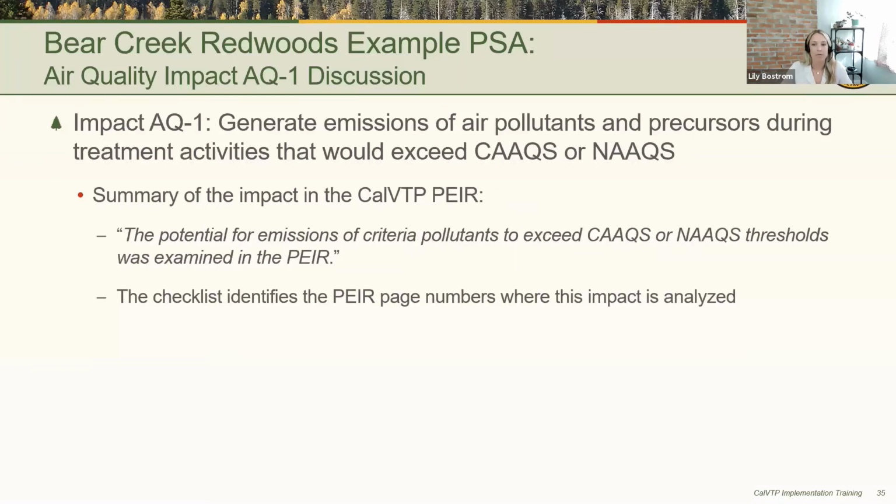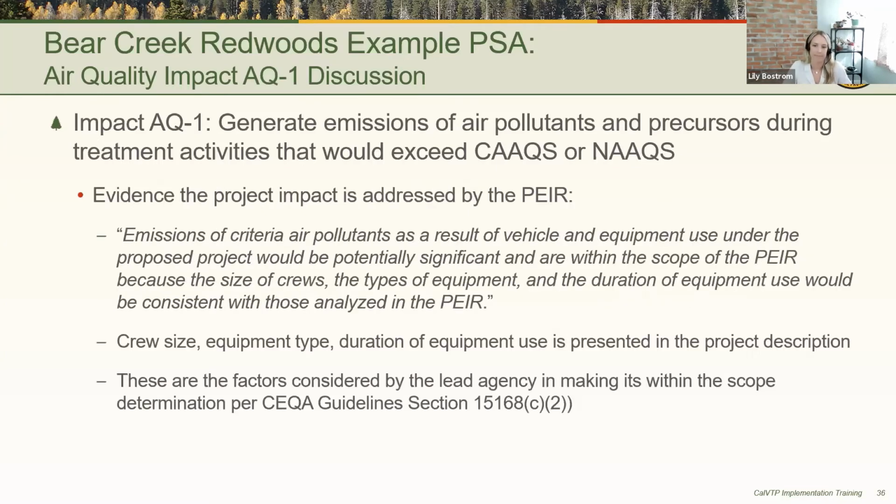The next step is to summarize the impact in the CalVTP program EIR. So the potential for emissions of criteria pollutants to exceed the thresholds was examined in the program EIR. And the preceding checklist does identify the specific page numbers where this impact is analyzed, so you can provide that as a cross-reference. Next slide.